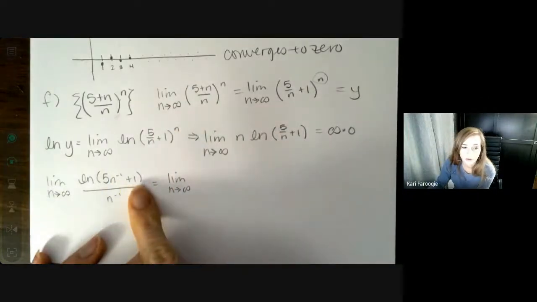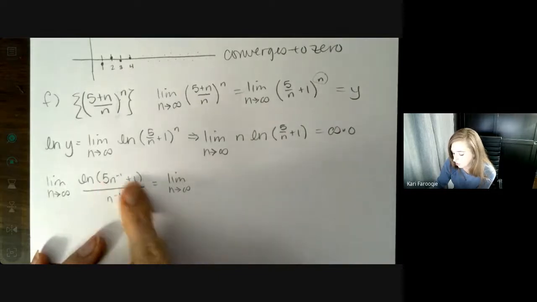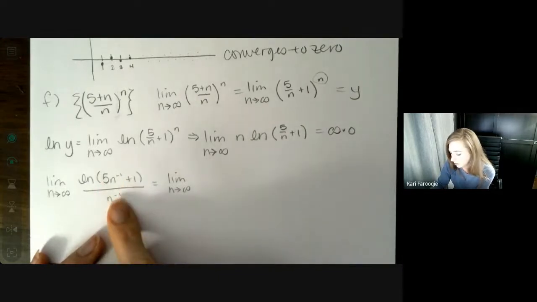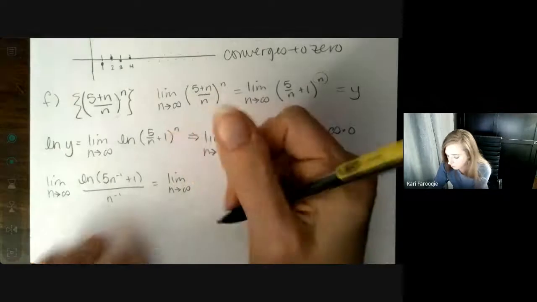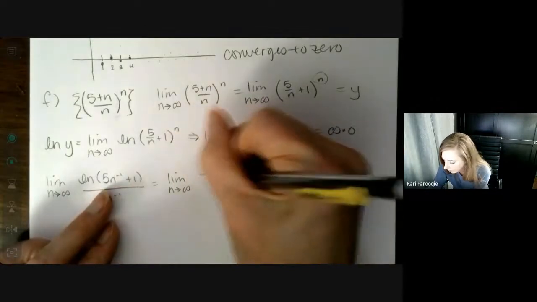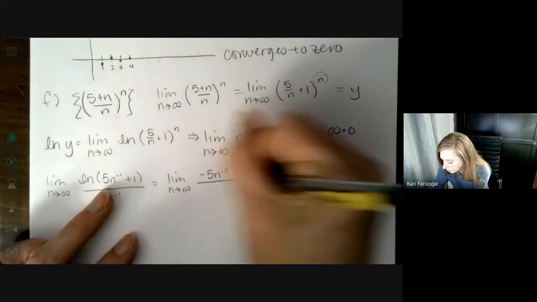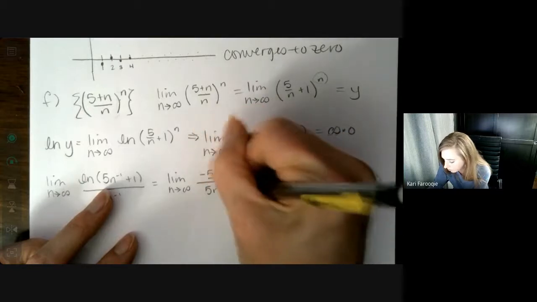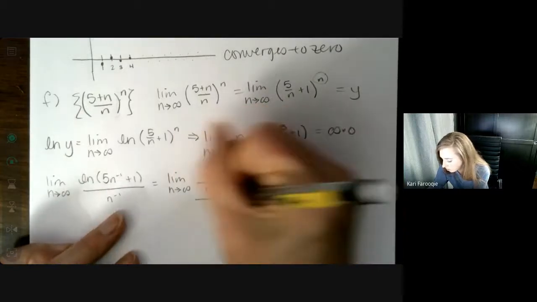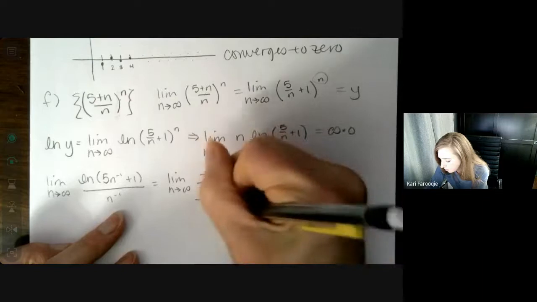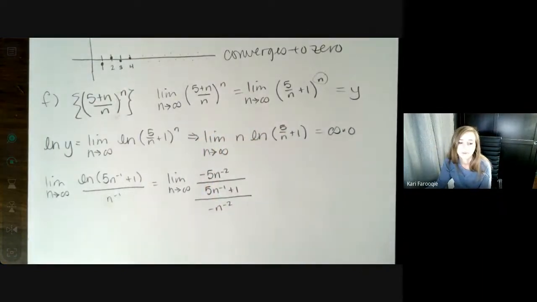So for your natural log, your derivative is going to be u prime over u. So the derivative of the inside function divided by the inside function. So negative 5n to the negative second divided by 5n to the negative first plus 1. Divide that by negative n to the negative second.